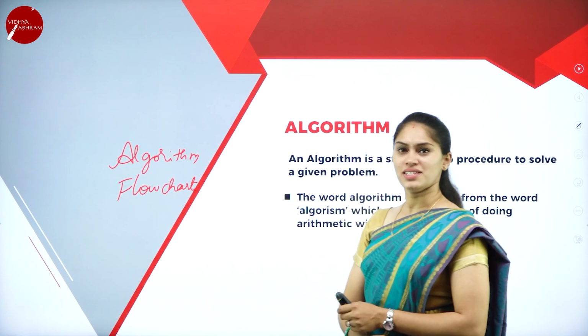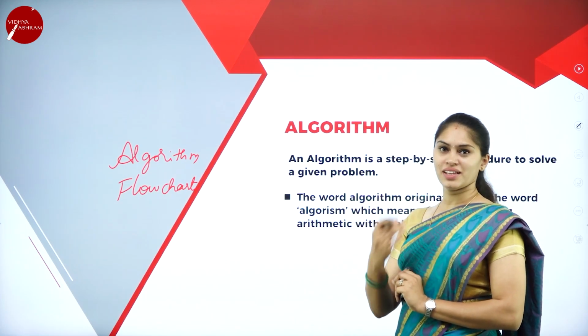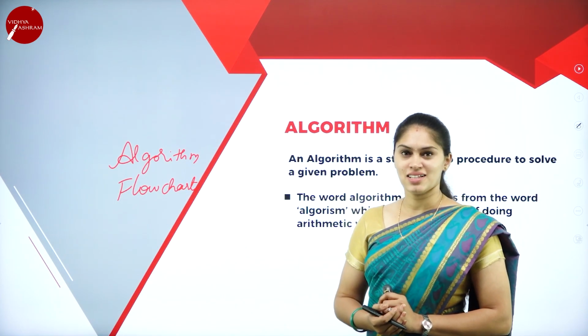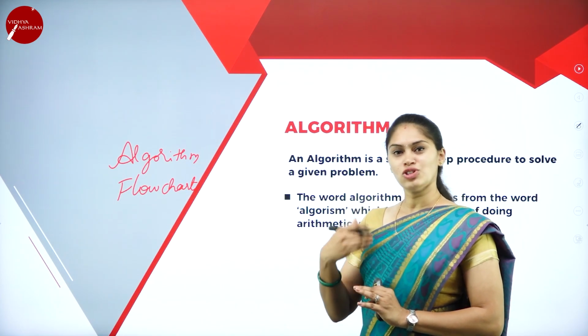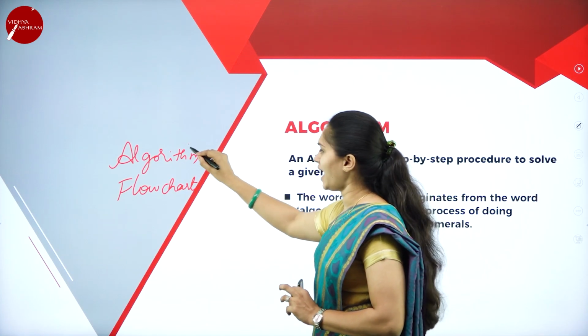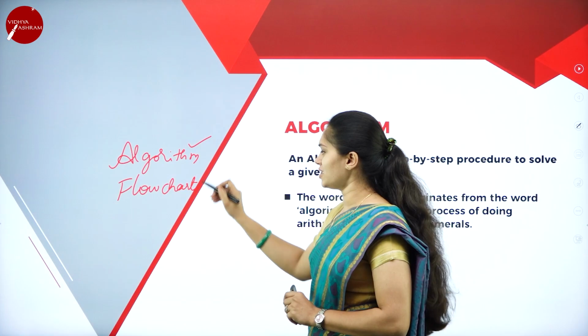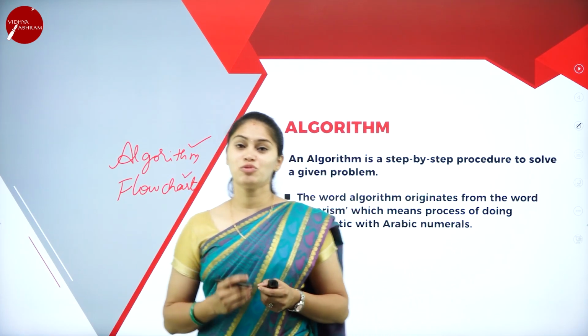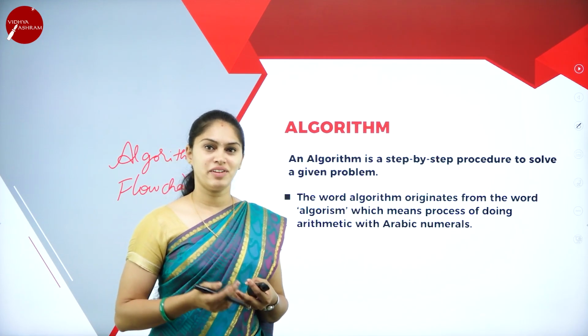So now I know what the problem is, what the input must be, what methods I am supposed to take, and what the desired result or output must be. Then how do I design a solution for that problem? That is with the help of designing tools called algorithm and flow chart. In this session, we'll see what an algorithm is, what its characteristics are, and how it is going to work.